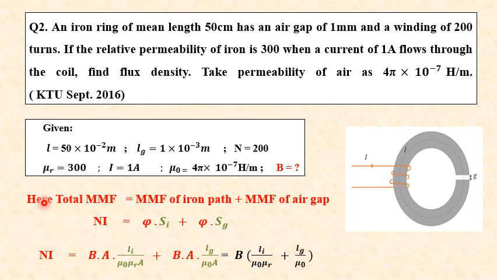The value of N is given in the question. I is also there in the question. B we need to find out. Then li value, that we need to find out also. Here l is given and lg is given. From that we can find the li value. Mu 0 is in the question. Mu r is also in the question. lg is in the question. So all the other parameters are directly given in the question. So we can find the flux density by substitution.